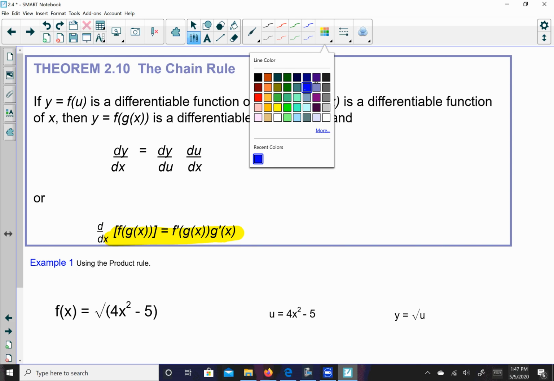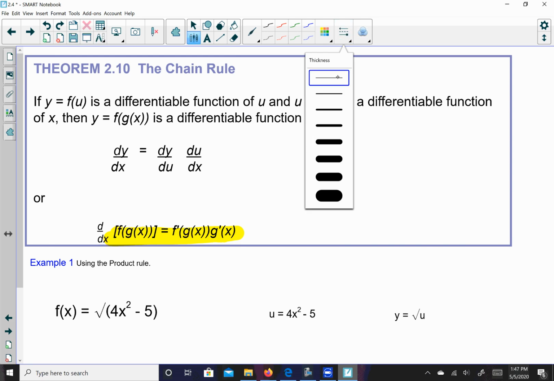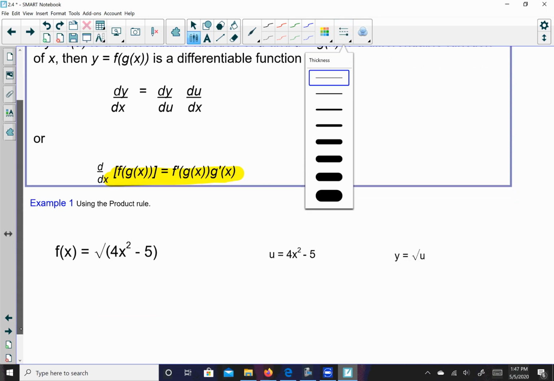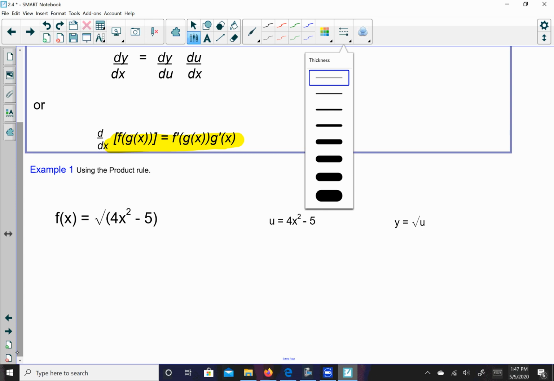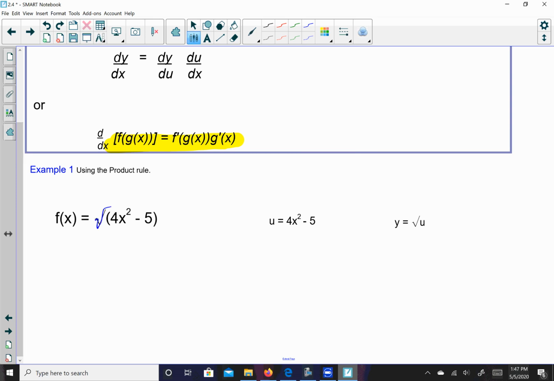Right now you probably have no idea what I'm talking about, so let's start with a baby one. For the first one, I have the square root of 4x squared minus 5. The innermost function here is 4x squared minus 5, so I've written that as u. The outermost function, which I'm calling y, is taking the square root of what's inside. So you're basically doing f of g of x.